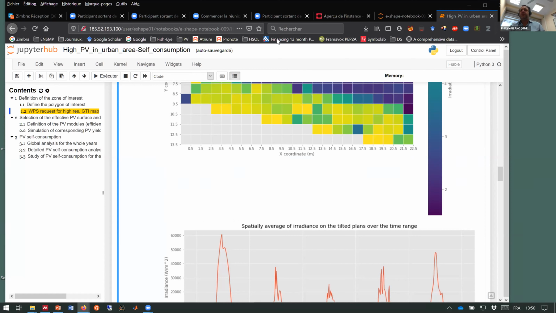What is the transposition model that is used within shape? Okay, it's a transposition model based on the Perez model, including the shadow effects.